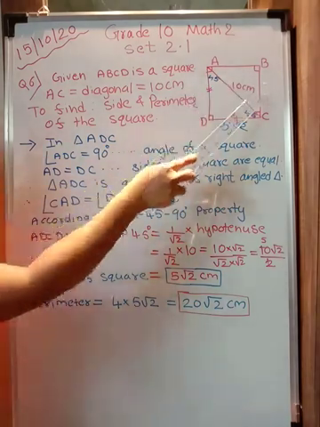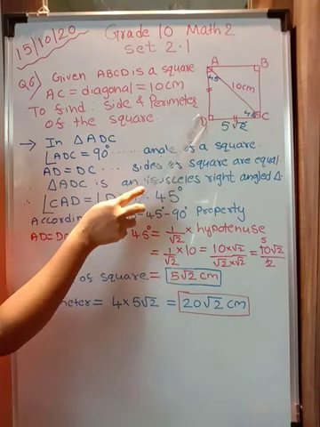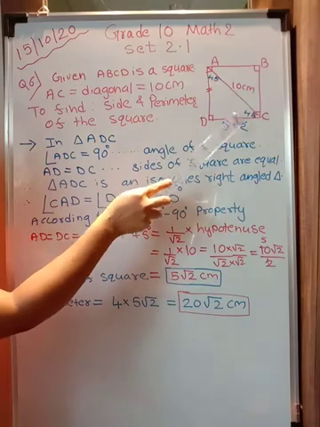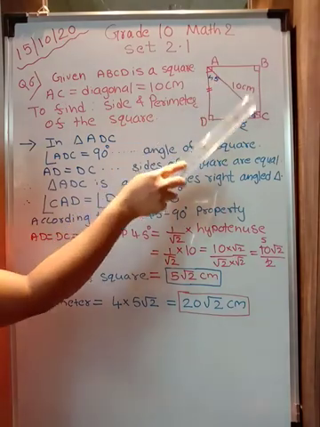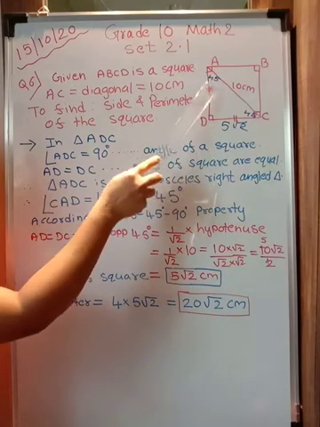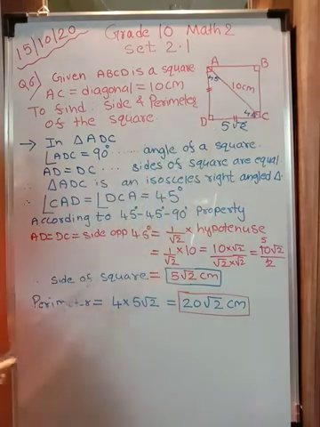All the sides of the square are equal. So this side will be equal to this side. Now two sides are equal and each angle of a square is 90 degrees. So concentrate on triangle ADC. It is an isosceles right angle triangle.